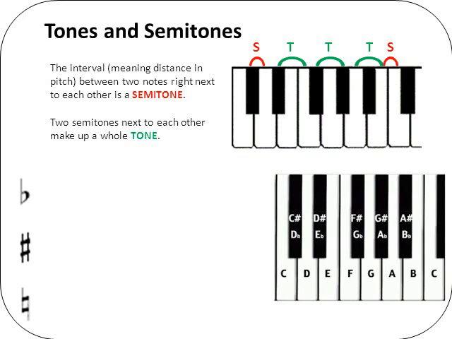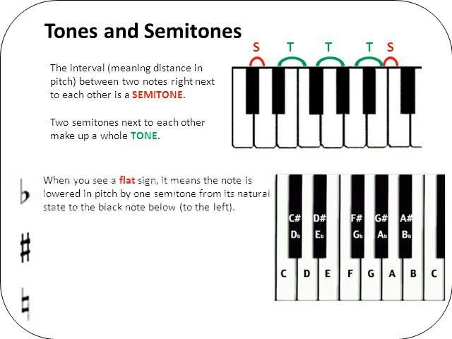The sign that looks like a small B is called a flat sign. When you see it written down before a note, it means you have to play the black note 1 semitone down or to the left of the white note that is written. The black note is then called, for example, B flat.